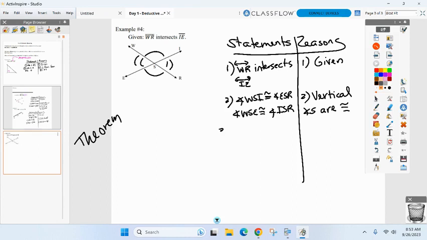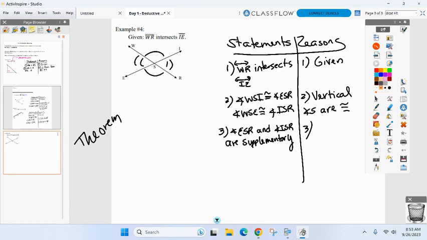So I can say angle ESR and angle ISR are supplementary. Could I also substitute in other pairs? Yeah, ESR and WSE, WSE and WSI. Can we make this longer and longer? Yeah, but I'm just going to stick with these 2.